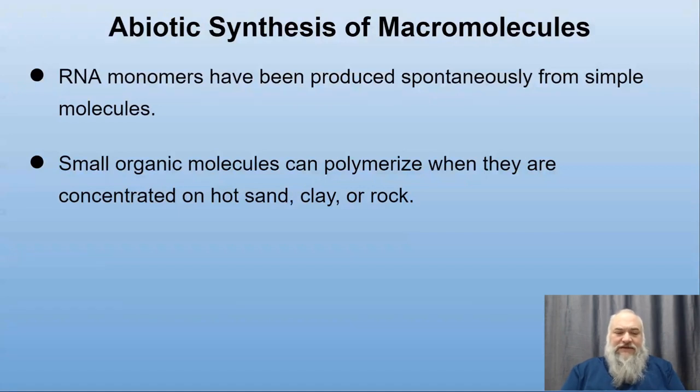And it seems likely that RNA monomers, maybe some of the earlier ones, we have been able to produce RNA monomers spontaneously from simple molecules in lab conditions set up to resemble what we think the early Earth was like. And those small organic molecules can polymerize sometimes when they're concentrated on hot sand, clay, or rock. They've actually dripped those small organic molecules onto hot sand, clay, and rock, and they form longer macromolecules. So just that dripping of these fluids rich with monomers onto a hot, rocky surface can stimulate this.